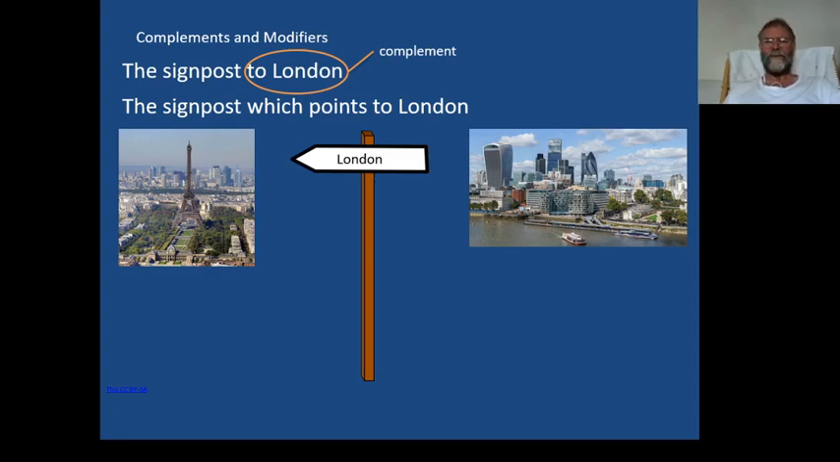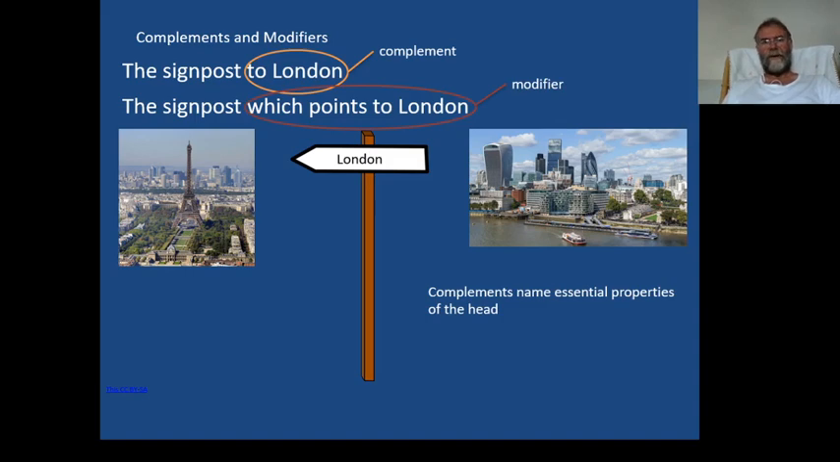A complement, as we've seen, is very closely associated with the head of the phrase. The head imposes selection or restrictions on its complement, and that's because the two tend to be semantically connected, inasmuch as the complement names an essential part of the meaning of the head. So we can say that complements name essential properties of heads. Compare that to the "which points to London."